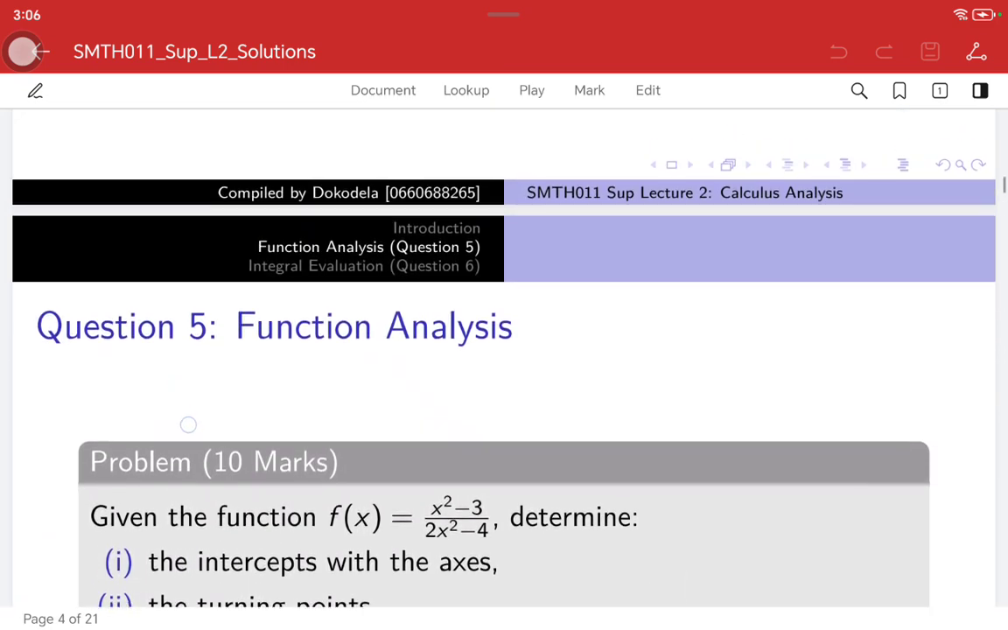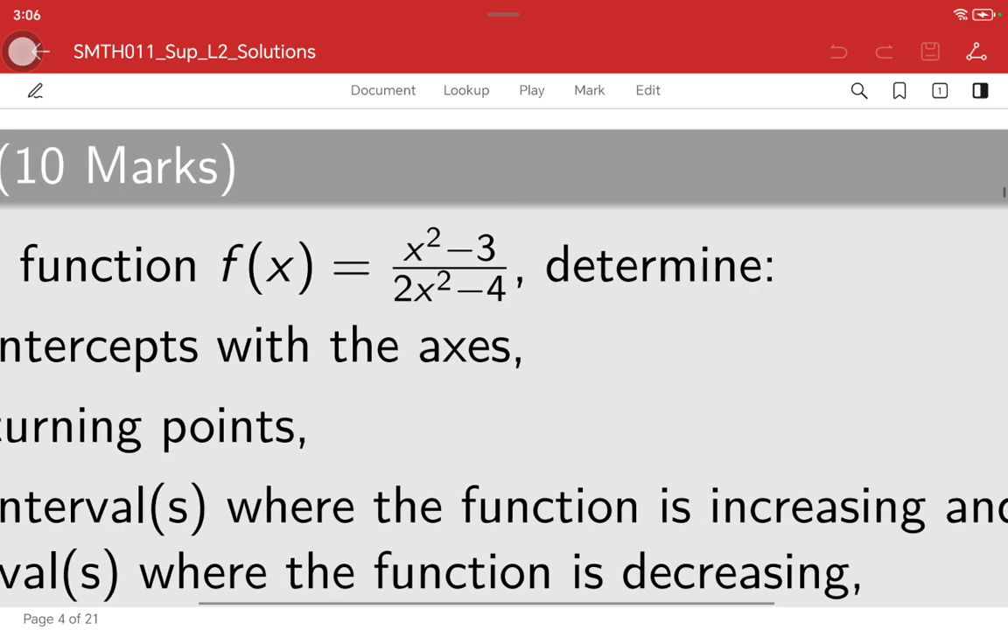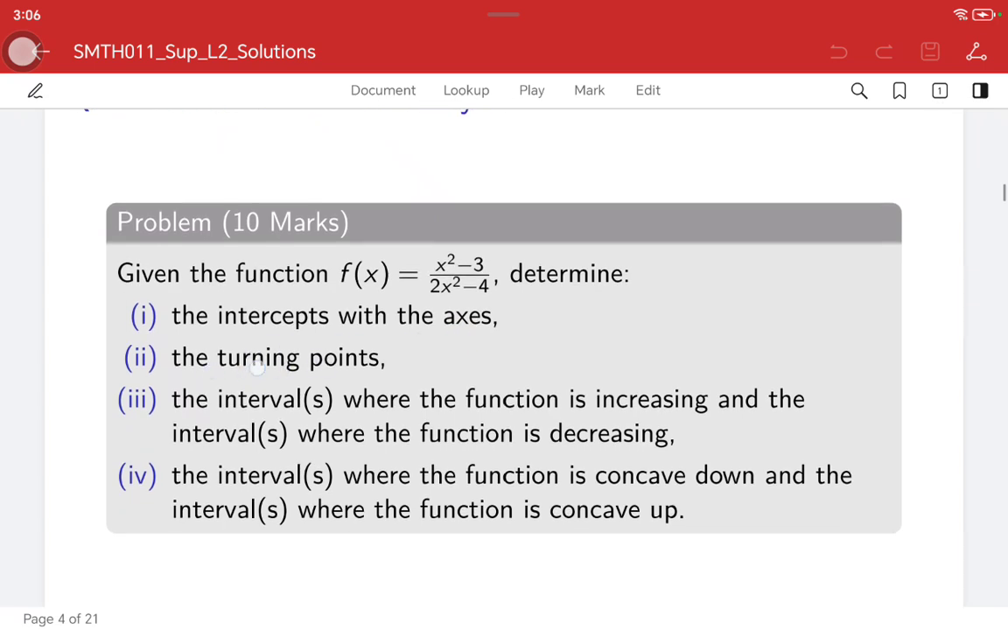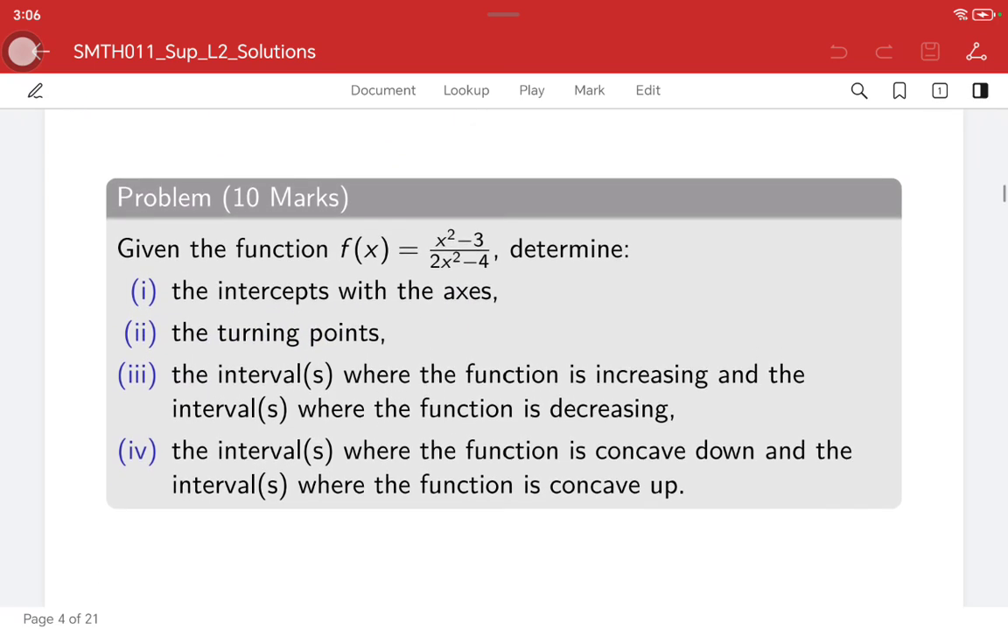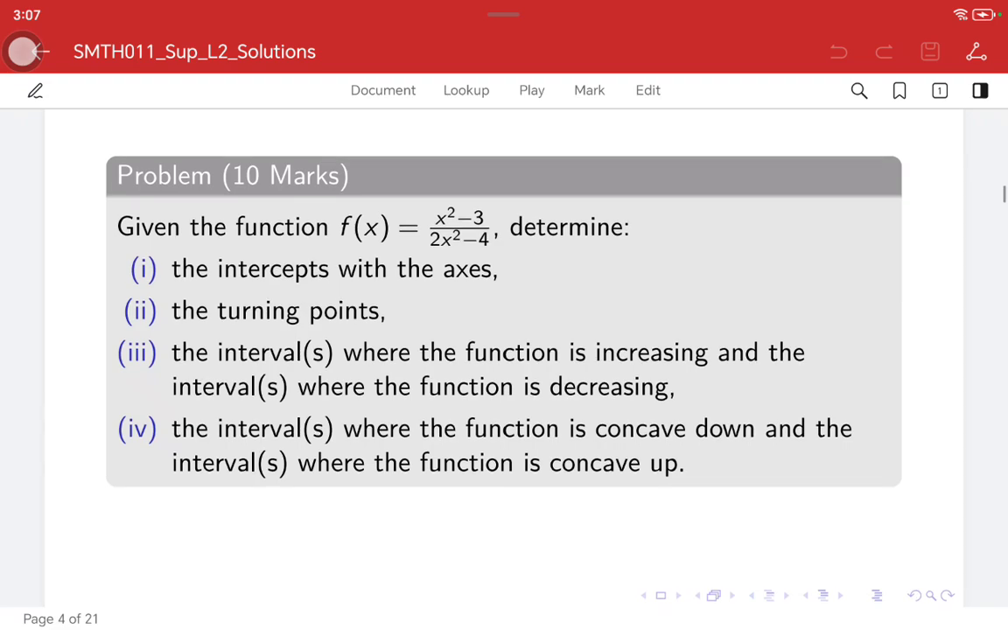So if you can check, question 5 was based on a rational function, where they said we must find the intercepts with the axis, meaning we should find the x-axis, y-axis. Also, the second one, they say we must find the turning point. And then the third one, they say we must find the intervals where the function is increasing, and the intervals where the function is decreasing. And also we must find where it is concave down and concave up, right?